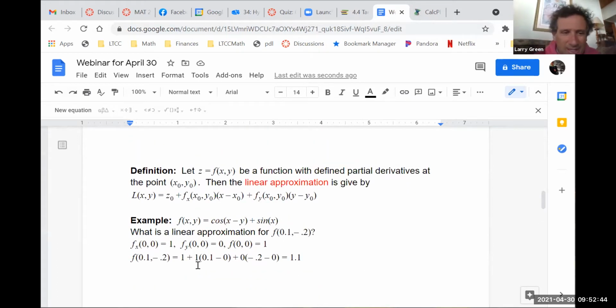Sound good? All right. So I was able to get a linear approximation of 1.1 just in my head, right? I mean, I wrote it down, but I didn't even need a calculator, did I? I didn't do anything fancy, did I? What if I asked you, what is f of 0.1 comma negative 0.2, and you don't get a calculator? Could you do it? You'd plug in, and you get cosine of 0.3 plus sine of 0.1. Can you tell me what that is without using a calculator?